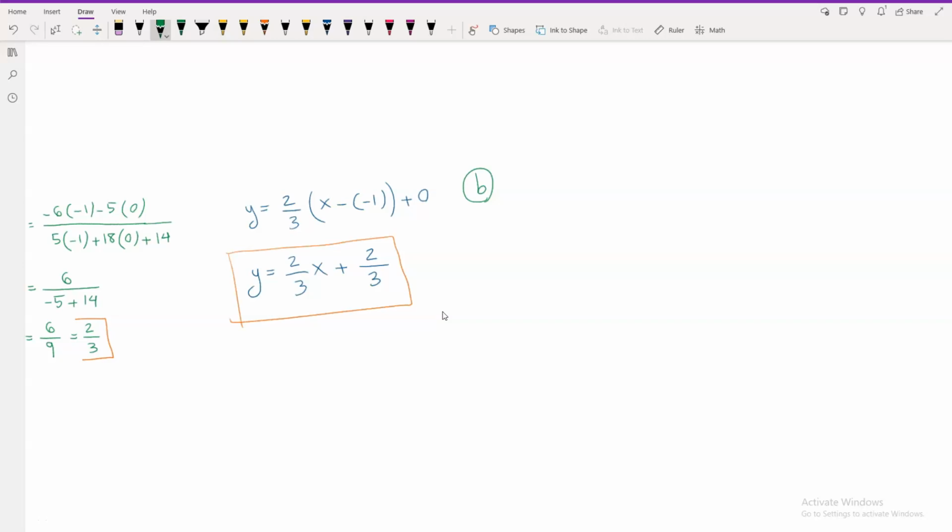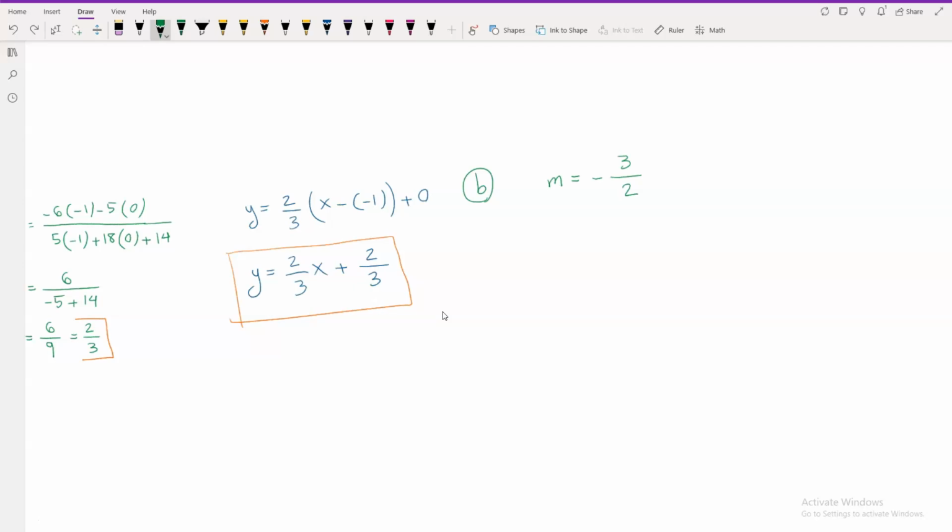Now part B, the normal to the curve at negative 1 comma 0 is a line perpendicular to the tangent at negative 1 comma 0. So the slope of the line is negative 3 over 2. That is the negative reciprocal. So in this case, instead of having 2/3, now we have negative 3 over 2.